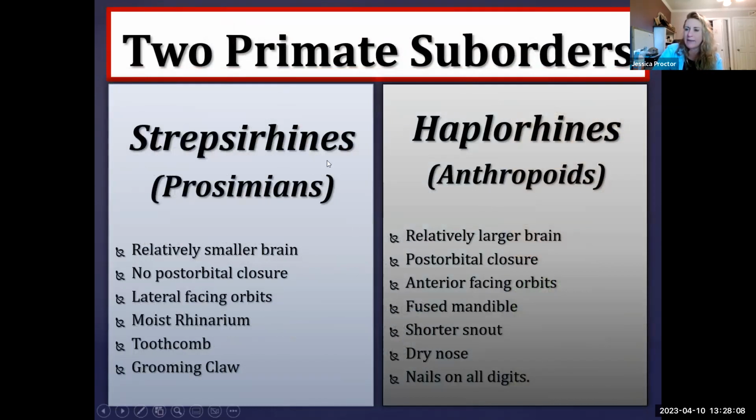We've got 2 primate suborders. So envision, and I recommend drawing it out on a piece of paper, at the very top you've got the strepsirrhines and the haplorhines. Strepsirrhines are considered lower order primates. And then haplorhines are considered to be higher order primates. Let me see if I can draw it out for you guys here.